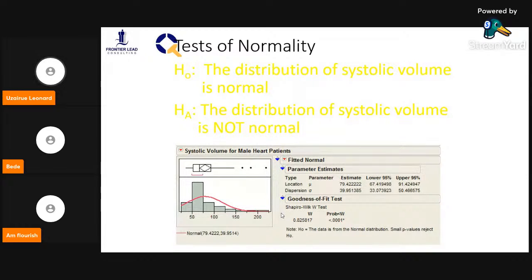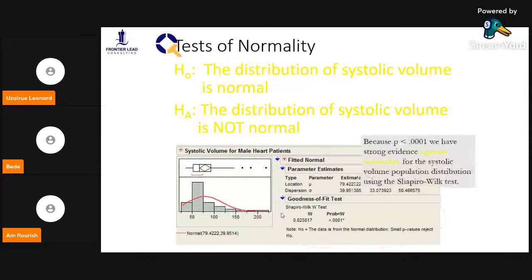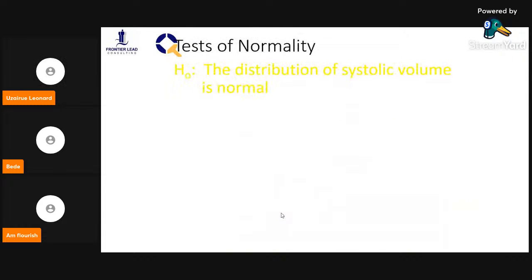Now, the next thing that we want to look at is, okay, I already mentioned that because the p-value is less than 0.001, we have strong evidence against normality for the systolic volume population distribution using the SW test. Now, let's move forward.